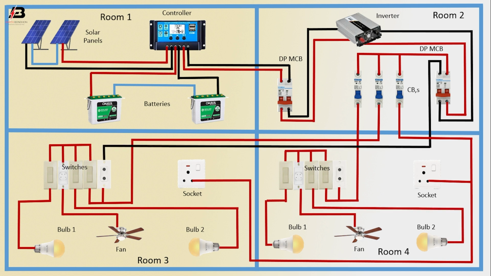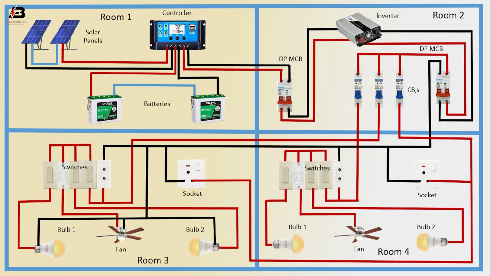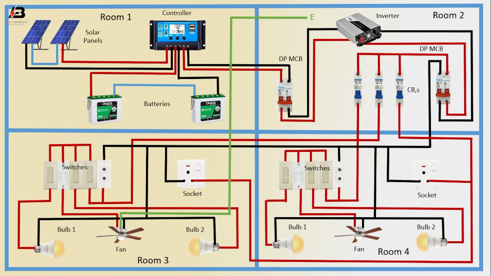input to socket, neutral connection input to bulb 1 and bulb 2, neutral connection to fan, again neutral connection to 3-pin socket, another neutral connection to room 4 socket, neutral connection to 3-pin socket, again neutral connection to bulb 1 and bulb 2 and fan connection, earthing connection input to room 3 fan, earthing connection input to room, again earthing connection to socket, earthing connection input to room 4 fan, again room 4 3-pin socket.